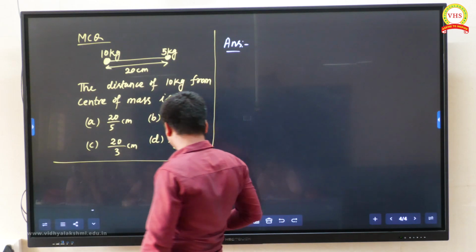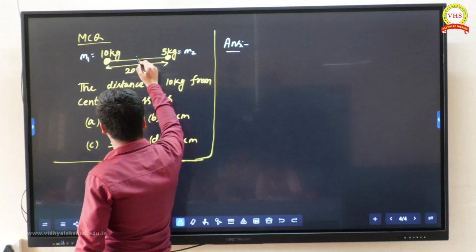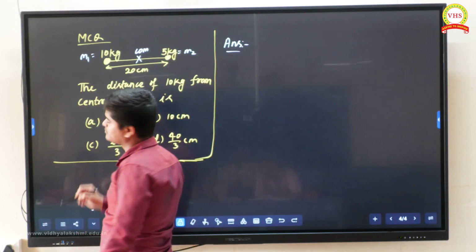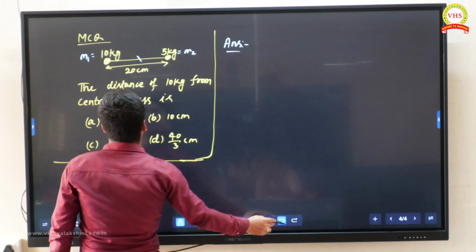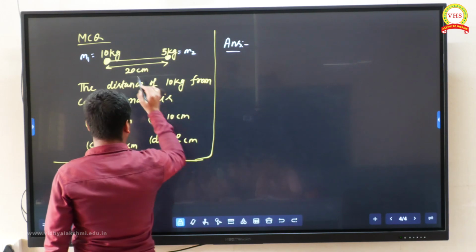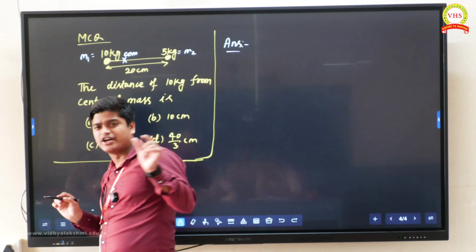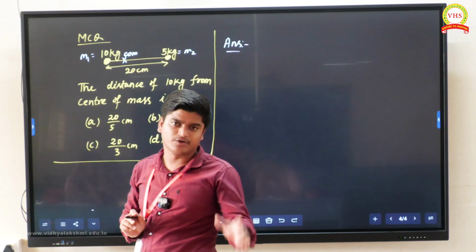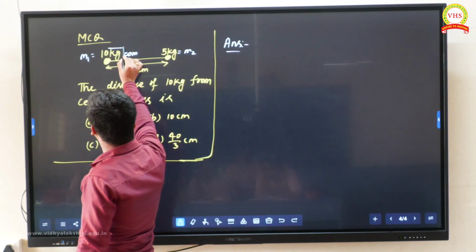So now what will I consider? I'll consider this is M1, this is M2. Let's consider center of mass is here. But remember, because your numbers are given, I'll be precise. Center of mass will be near the heavy object, mostly. I'll explain this also in this question. So let me take it here. Now here, your distance is R1.